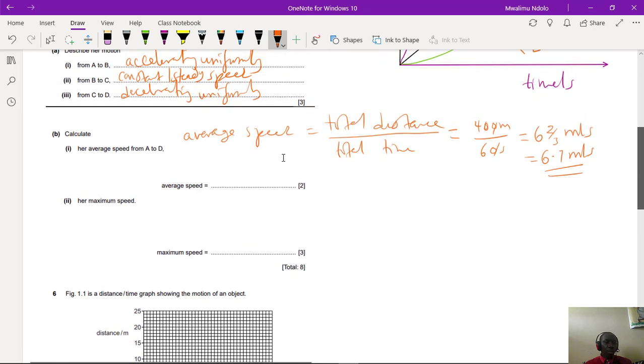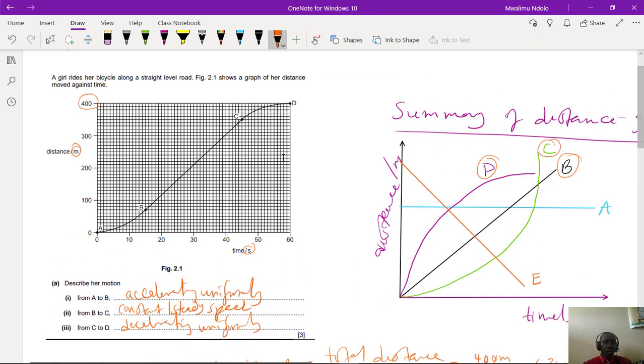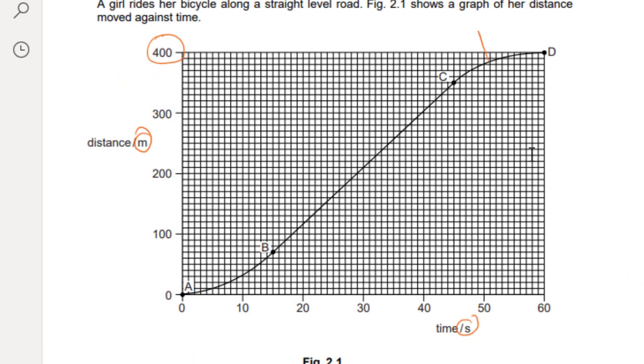What is her maximum speed? Now, to find the maximum speed, we look at the regions. In region CD, the body is slowing down. In BC, there is constant speed, and in AB, the body is accelerating. So for the highest speed, we are supposed to look at the part of the graph which is steeper.